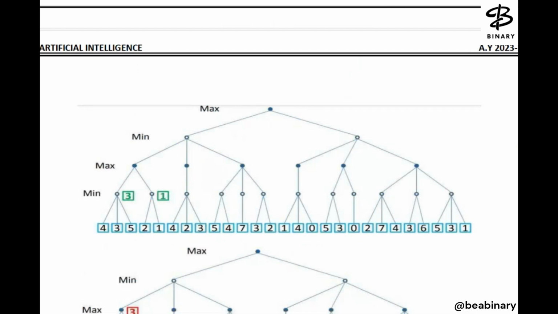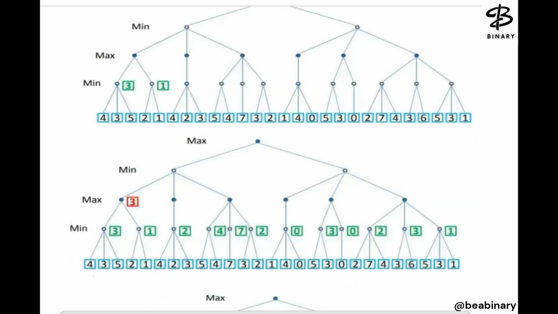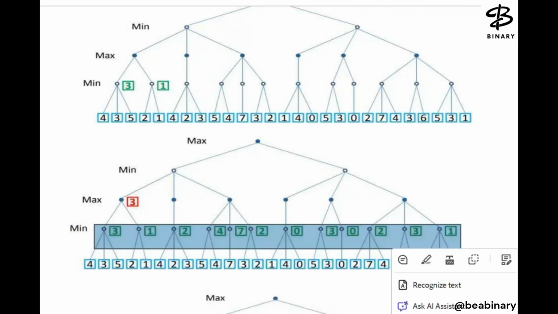For another set of leaf nodes, 2 and 1, the minimum is 1. Then another set of leaf nodes are 4, 2 and 3, and the minimum value is 2. And then the other leaf nodes. So here you can see that in the minimum level, all the minimum values have been calculated. How have they been calculated? Based on the minimum function. We are using the minimax algorithm here, so from all the leaf nodes, the minimum value will be given to the parent node.